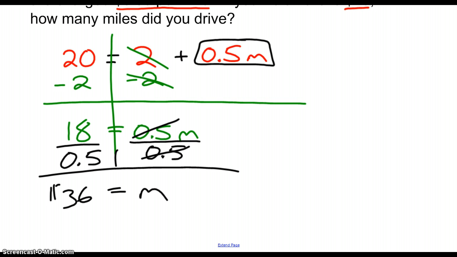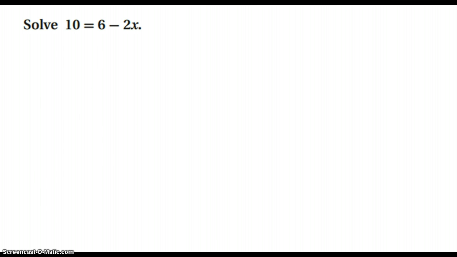So, oops, that's not dollars. The amount of miles we drove would have been 36. There we go. So 36 miles there. That is a two-step equation. And I'll show you one more of those.